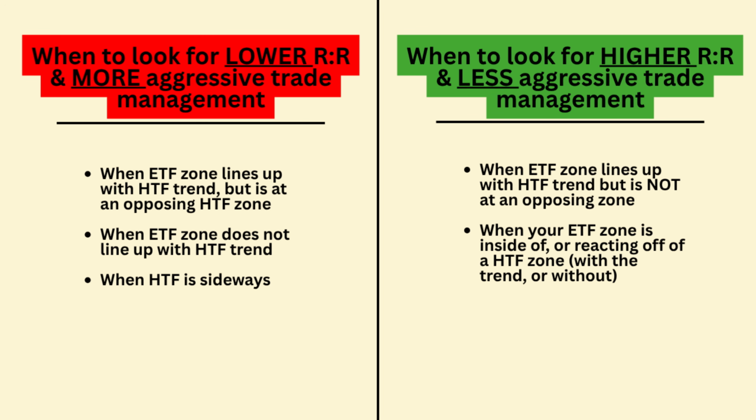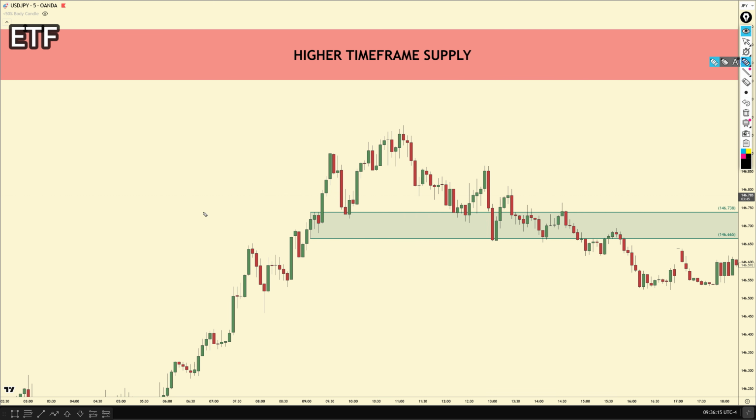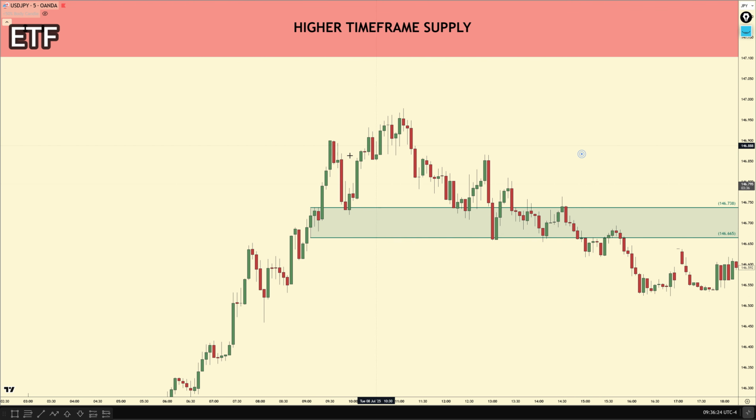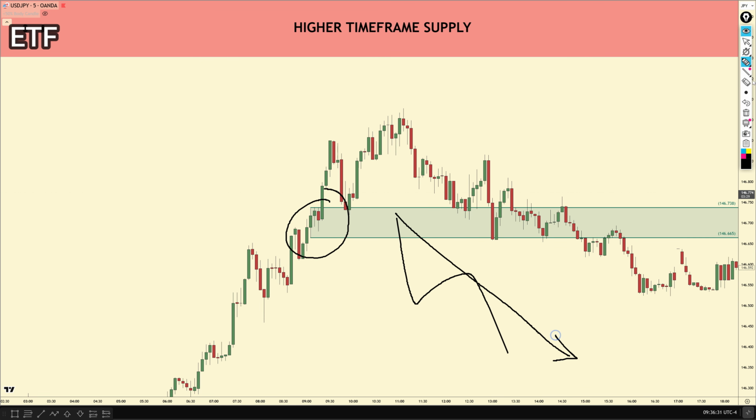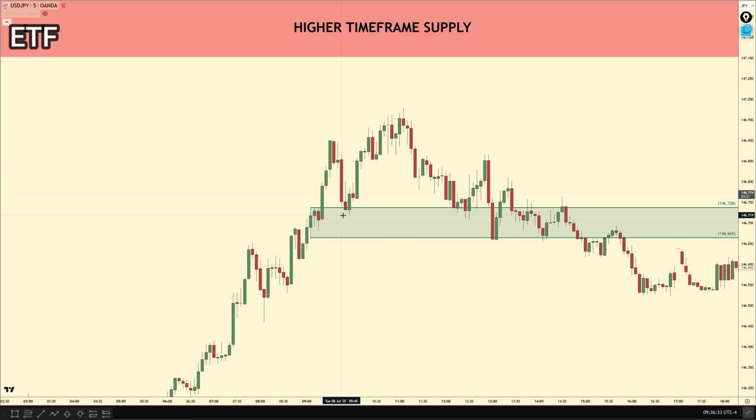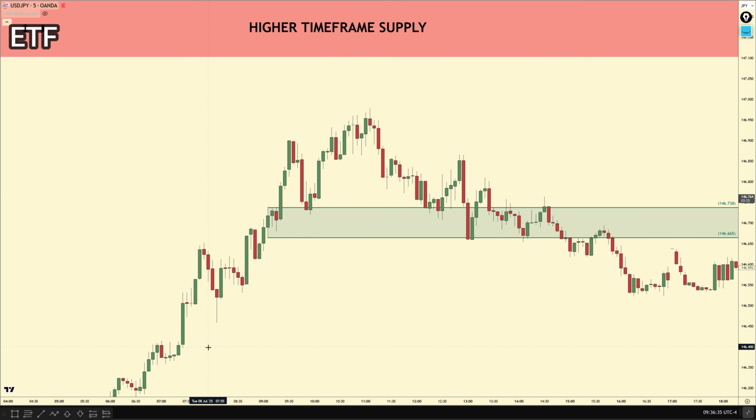So when do we want to be more aggressive with our trade management and expect a lower risk reward? One example is when we are trading counter trend to our higher time frame. So let's say we have a downward trend on our higher time frame in this situation, and we have a good area of demand to potentially get in long. This is a counter trend setup because we are buying on our entry time frame when our higher time frame is in a downtrend.